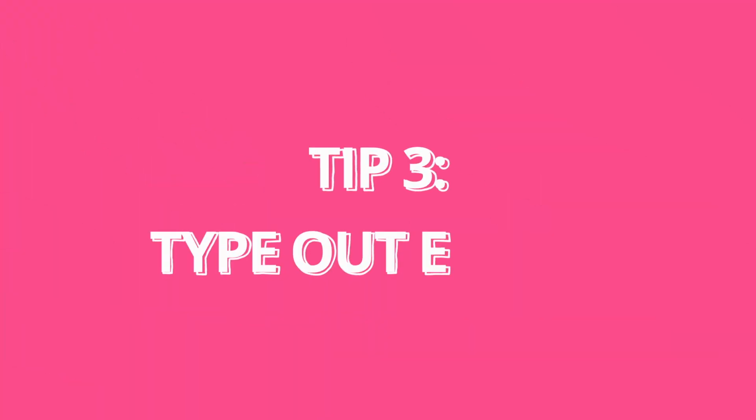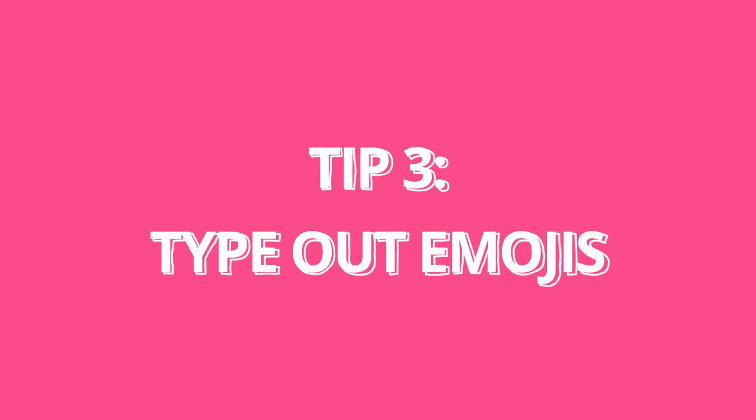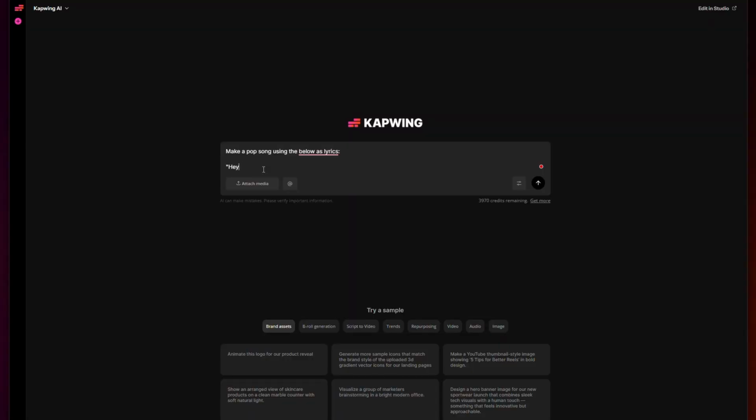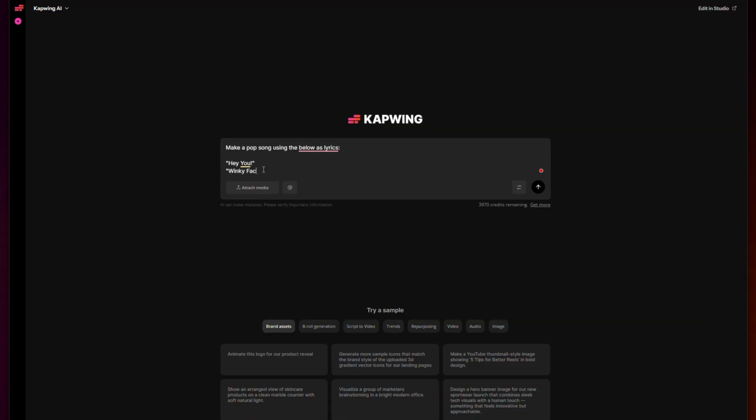Whatever works for you. Tip 3, type out emojis and reactions. The AI is not going to understand an emoji in your prompt. So if you're trying to get the lyrics to be like laughing face or eggplant emoji or anything, you're gonna need to type that out.